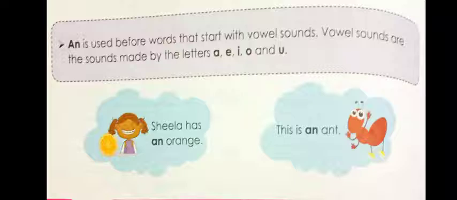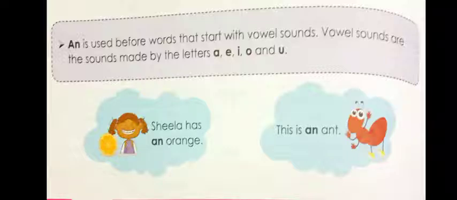See, Sheila has an orange. The word orange starts with the letter O. O is a vowel. That's why Sheila has an orange.